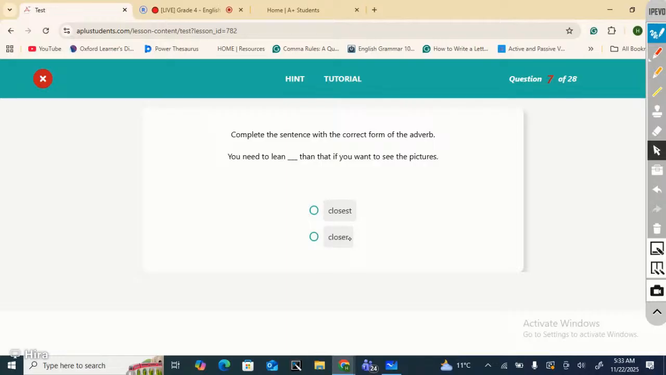Okay, so you need to lean blank than that if you want to see the pictures. It compares two actions. We need an adverb which shows how two actions are done. So we need a comparative adverb, and a comparative adverb ends in er. You need to lean closer than that if you want to see the pictures.